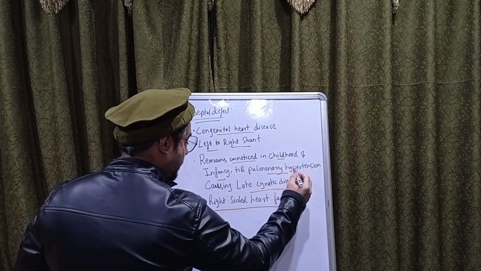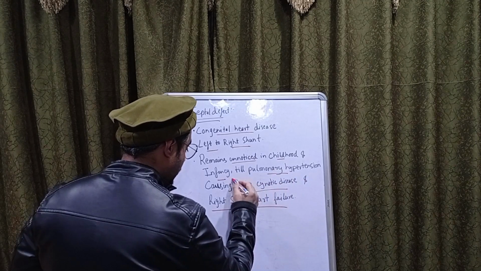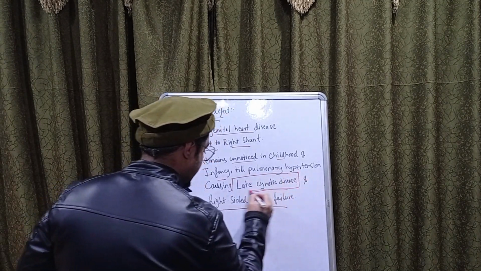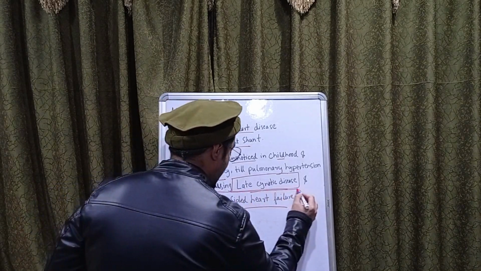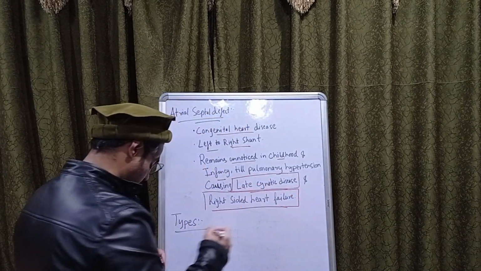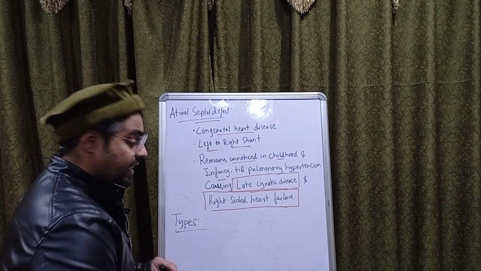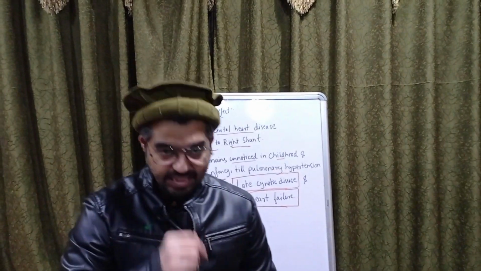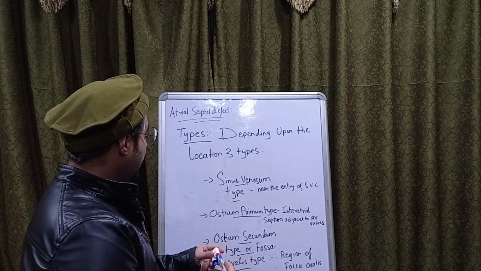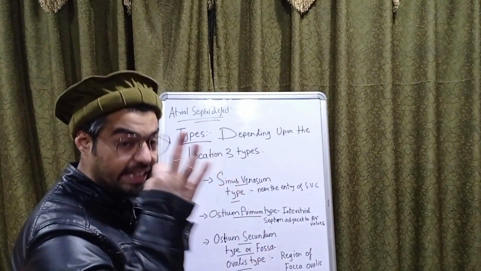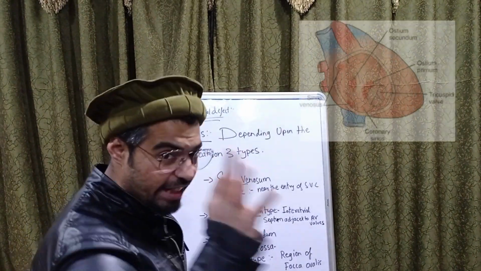So what will this all cause? Pulmonary hypertension will cause late cyanotic heart disease and right sided heart failure. Now guys, let's go towards the types. Depending upon the location, there are three types.